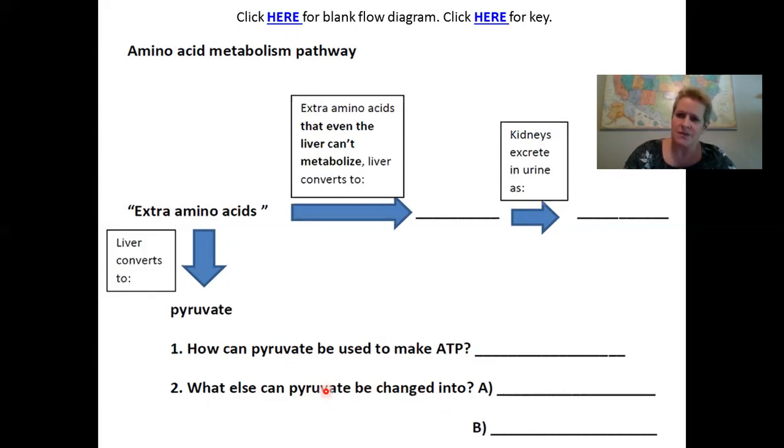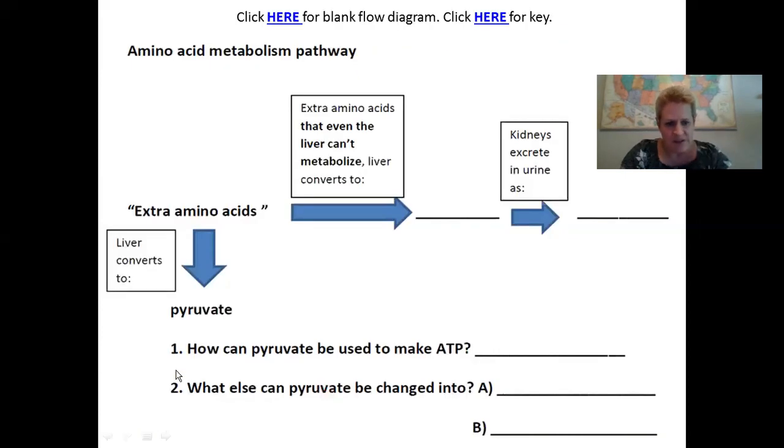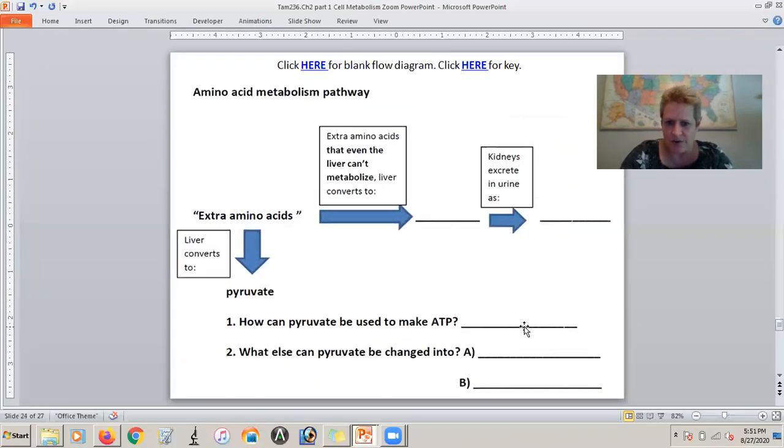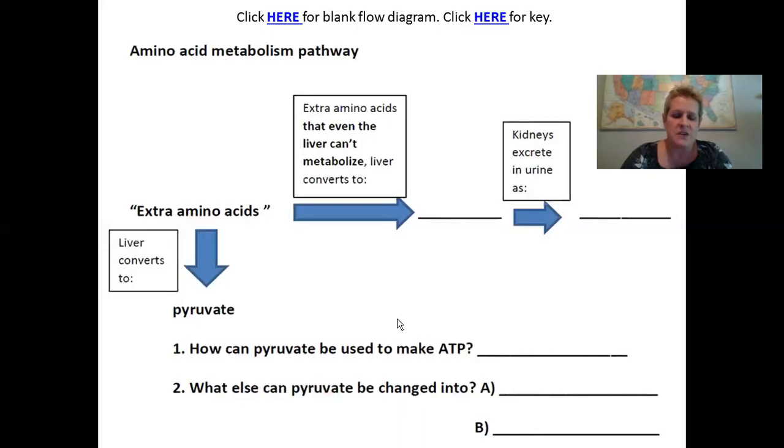Glucose, gluconeogenesis. I don't have it filled in there, but let's go ahead and fill it in for you. Oh, that's the blank flow diagram, I forgot. When you're looking at the PDF of this PowerPoint, you'll be able to click here for the blank flow diagram. It looks just like this, and here for the key. It's also posted on the online syllabus. So that's amino acid metabolism.